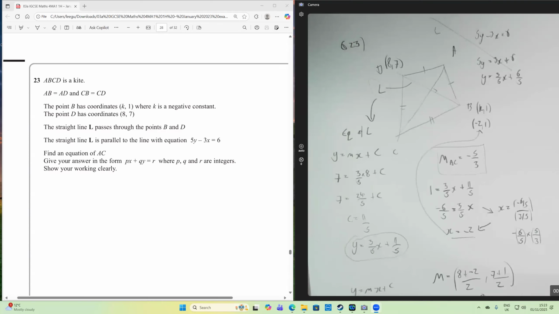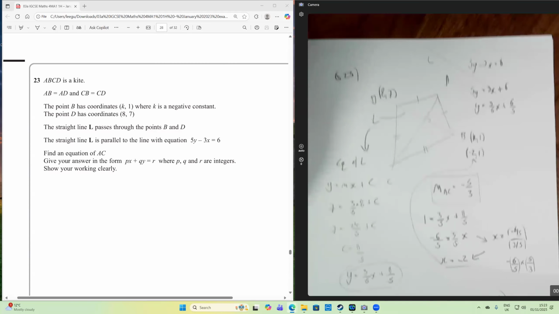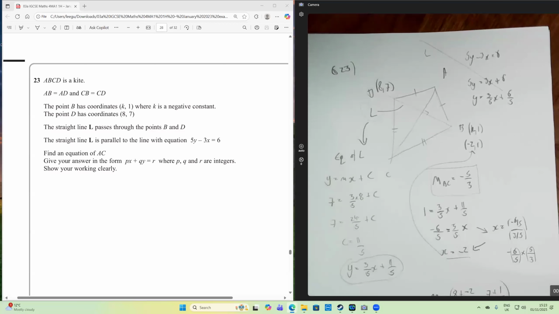It says ABCD is a kite where AB equals AD and CB equals DC. So they're telling us that. The point B has the coordinates (K, 1), where K is a negative constant, okay, that's fine. So K is a negative constant, and the point D has coordinates (8, 7).